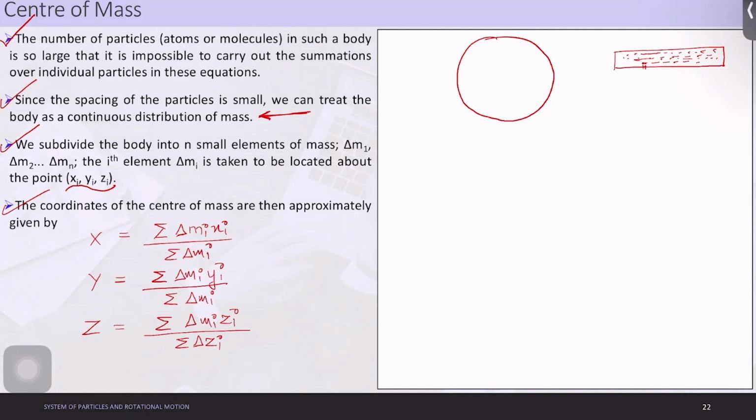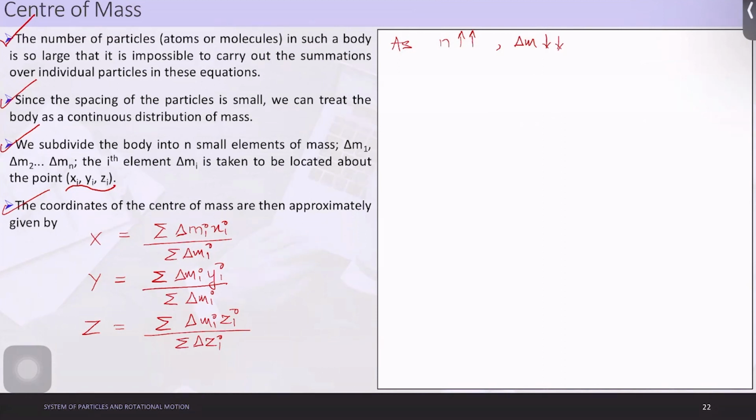Okay, so how did we get this? Now what we can do basically is to try to increase this value of n. Let me write it here so that it is much clearer. As n keeps on increasing, delta m keeps on decreasing. As it keeps on decreasing, these expressions can be converted directly into differentials, and therefore these summations can transform into integrals, right?